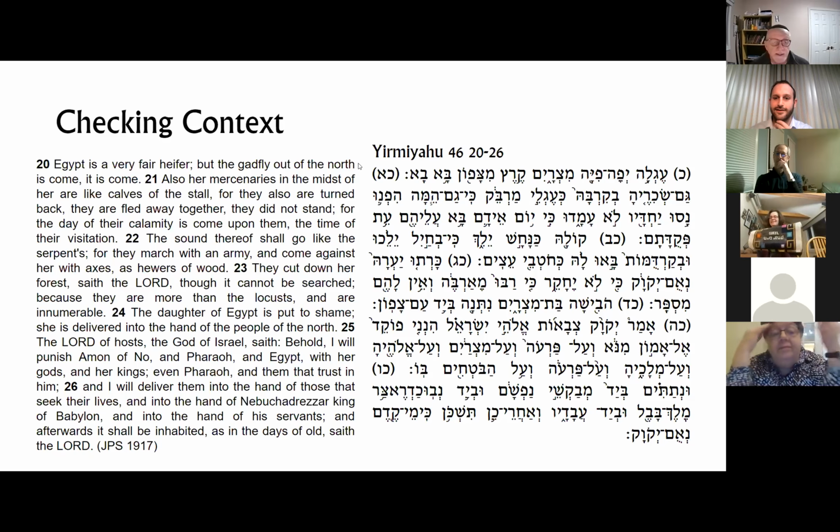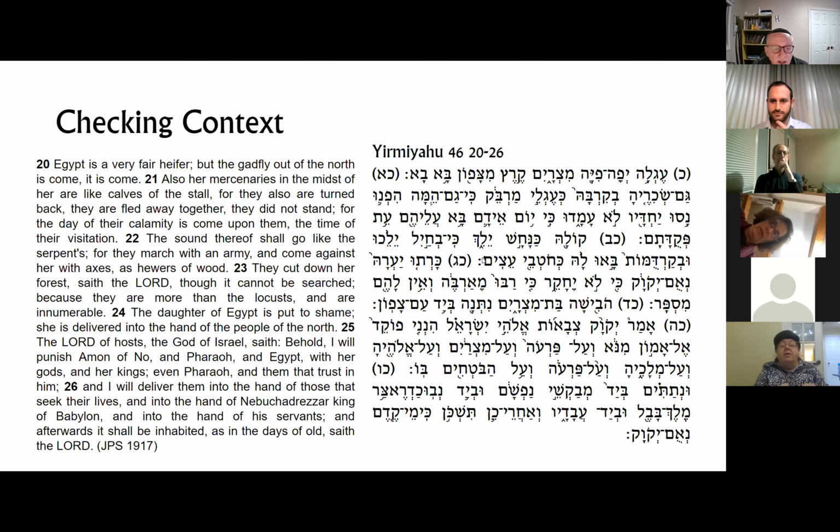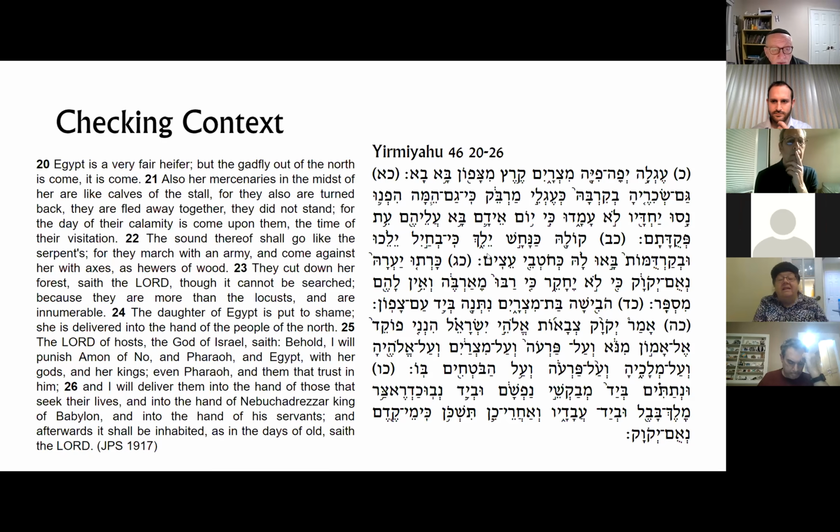Oh, thanks, Izzy. Egypt is a very fair heifer, but the gadfly out of the north has come. It has come. Also, her mercenaries in the midst of her are like calves of the stall, for they also are turned back. They are fled away together. They did not stand, for the day of their calamity is come upon them, the time of their visitation. The sound thereof shall go like the serpents, for they march with an army and come against her with axes as hewers of wood. They cut down her forest, saith the Lord, though it cannot be searched, because they are more than locusts and are innumerable. The daughter of Egypt is put to shame. She is delivered into the hand of the people of the north.